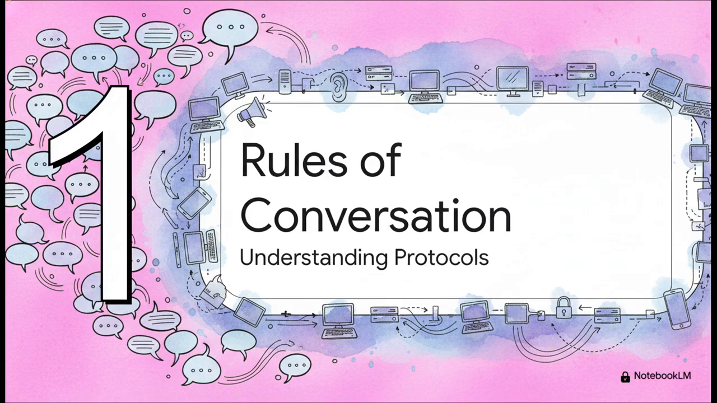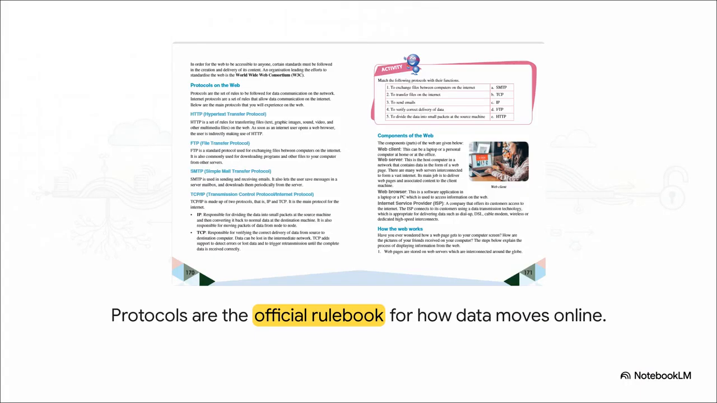And on the internet, these rules are called protocols. They're the one thing that makes sure every single device on this planet is playing from the same playbook. So what are protocols, really? Think of them as the official rulebook for how data gets from point A to point B. They're like a universal translator, making sure a computer in New York can have a perfect conversation with a server in Tokyo without a single bit of confusion. This right here, this is the foundation of the entire internet.